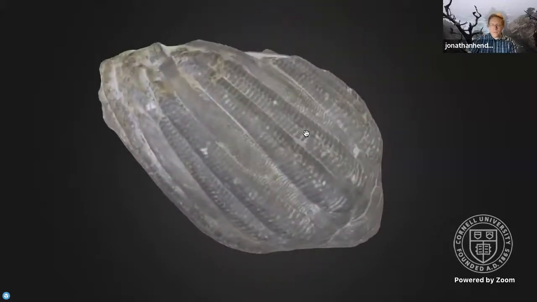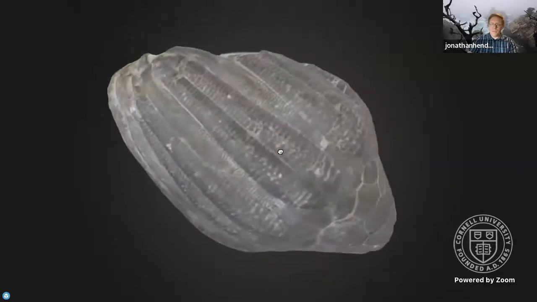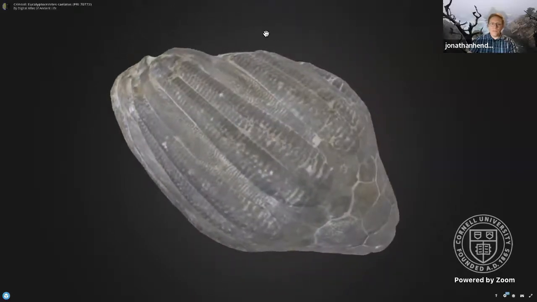I think this is actually better in some respects. I'll never say a virtual model is better than the real thing, but when you're teaching, if I was to hold up a little hand sample like this, students at the back of the room wouldn't be able to see it very well. So you can show one of these fossils at full screen size, and it's easier for folks to see them.